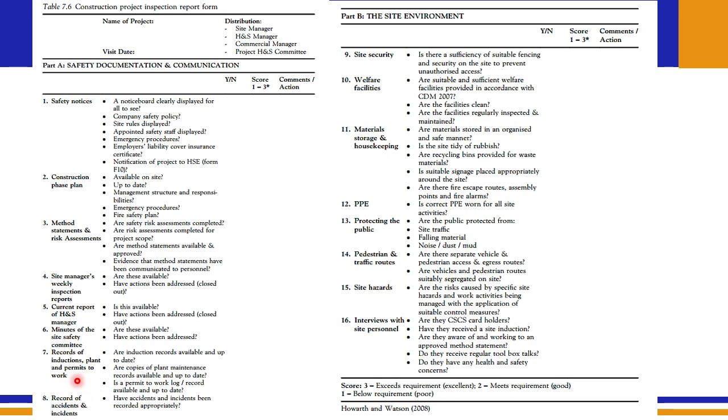Records of induction, plans, permits to work, records of accidents and incidents, and minutes of the site safety committee are all mentioned. In part B, we have site environment, site security, welfare facilities, material storage, and housekeeping. In material storage, you can see whether all the materials are stored in an organized and safe manner. Is the site tidy of rubbish? Is site signage placed appropriately around the site? Are recycle bins provided? Is correct PPE worn for all activities? Also protecting the public, pedestrians, and traffic routes, site hazards, and interviews with site personnel. All those things are mentioned here.